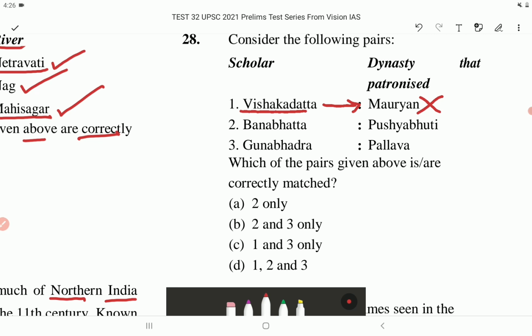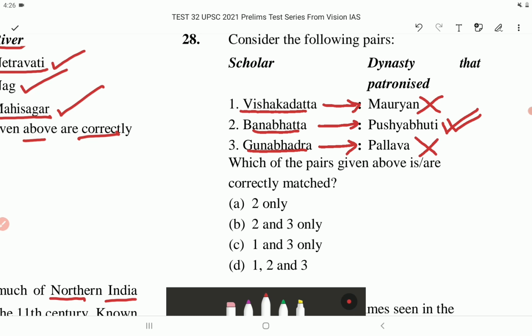Statement number 2. Banabhatta, and it's being paired with Pushyabhuti dynasty. This is correct. So Banabhatta, he was an author during the time of Harshavardhana. So number 2 is correctly paired. Then number 3, Gunabhadra, and he's being paired with Pallava dynasty. This is incorrect. Gunabhadra was a celebrated author of the Rashtrakuta dynasty. So number 3 is also incorrect.